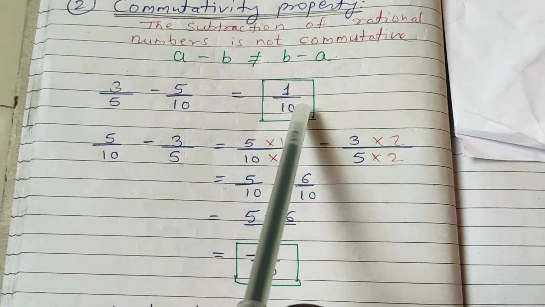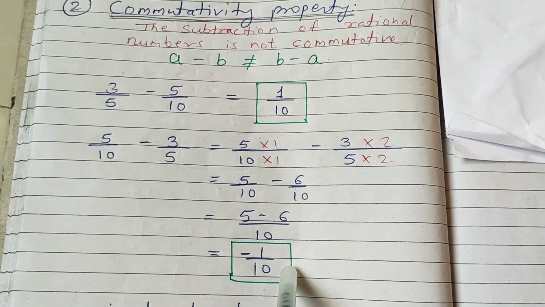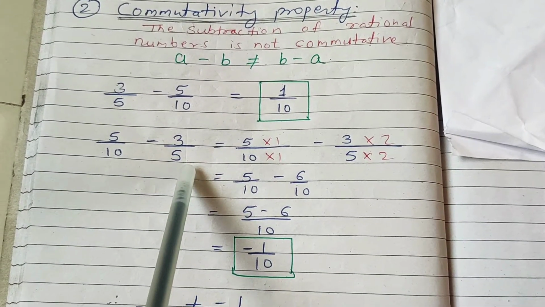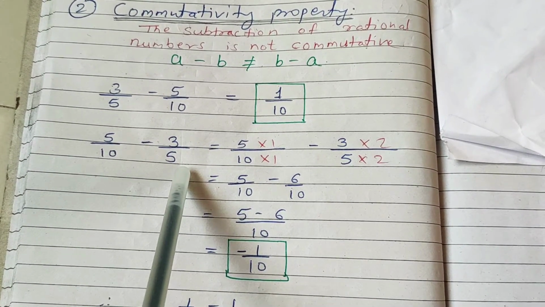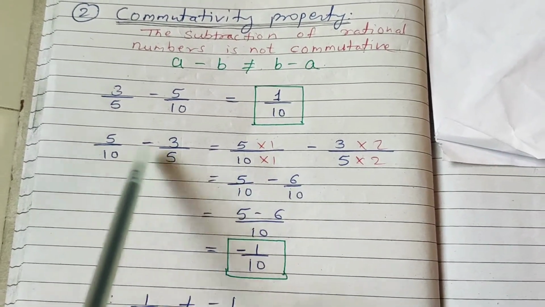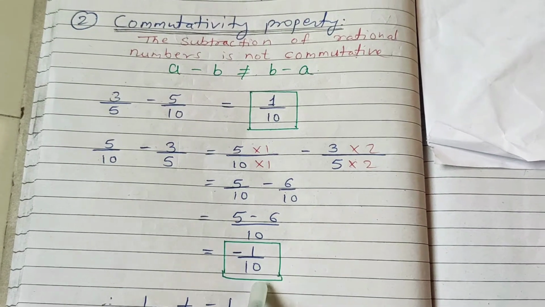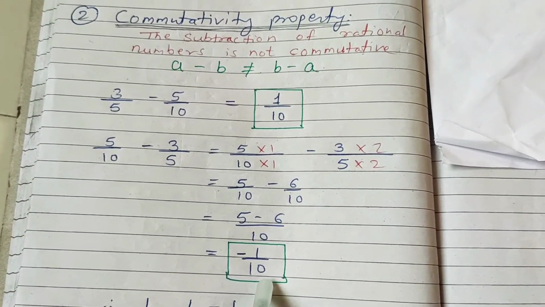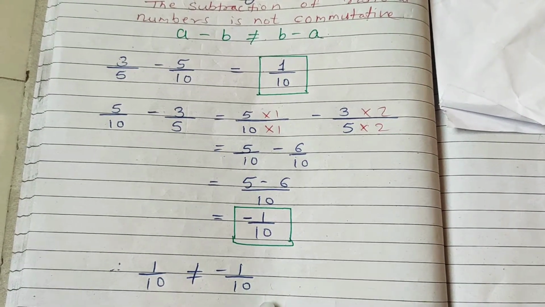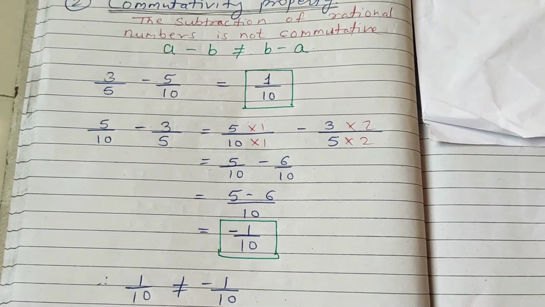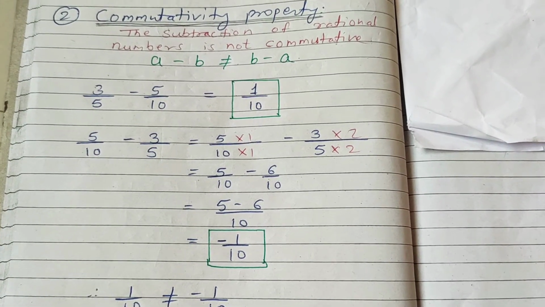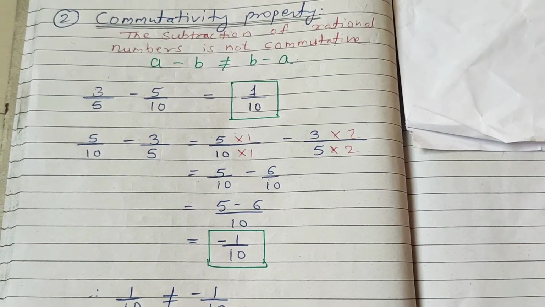So from these two examples, what we understand is, if we change the order for the subtraction, we are not getting the same value. In the first case it is 1 upon 10 and after reversing the order it is minus 1 upon 10. Are they equal? No. Means 1 upon 10 is not equal to minus 1 upon 10. Hence we can say that commutativity is not verified by subtraction.